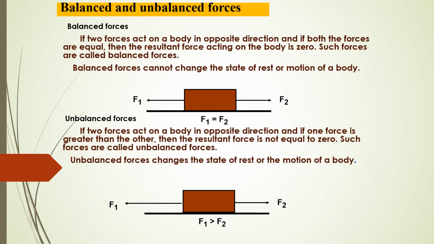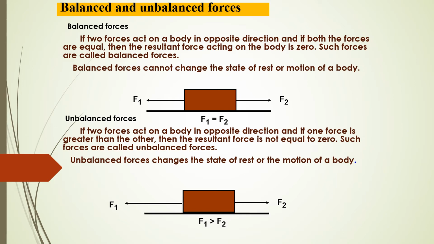If two forces act on a body in the opposite direction, and if both the forces are equal, then the resultant force acting on the body is zero. Such a force is called a balanced force. And when both the forces are equal, F1 is equal to F2, this cannot change the position of the body. The body remains at rest. Such a force is called a balanced force.